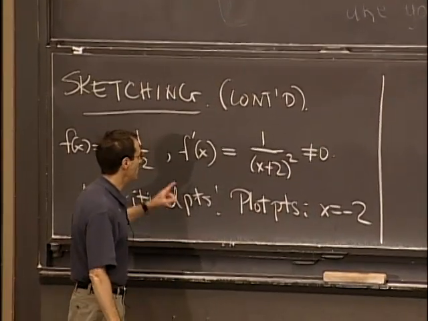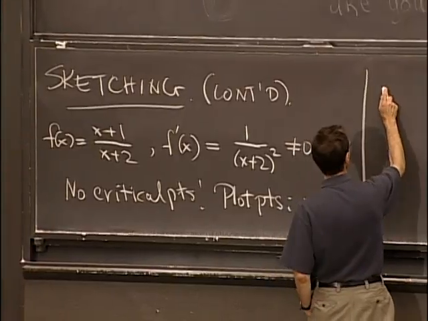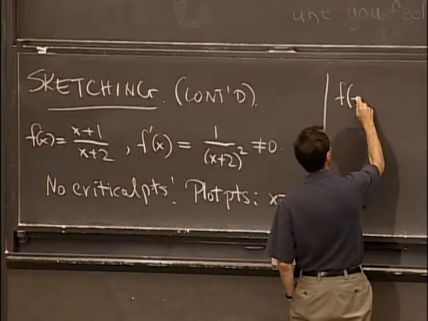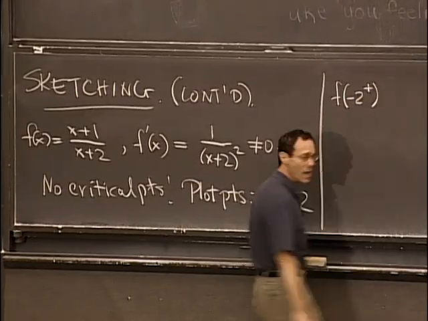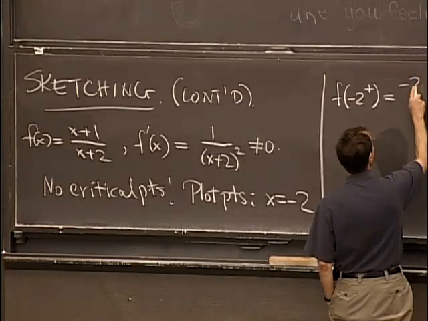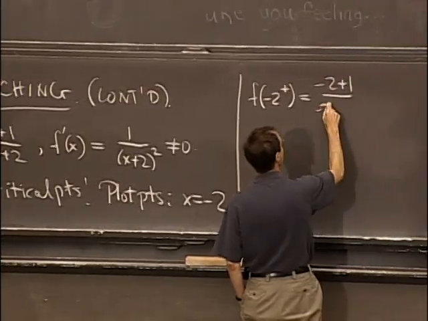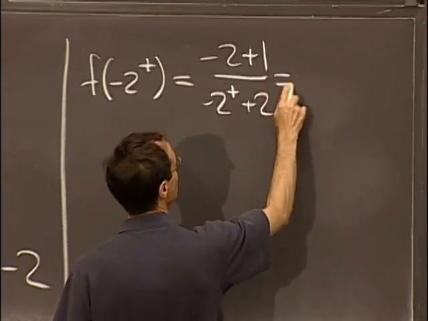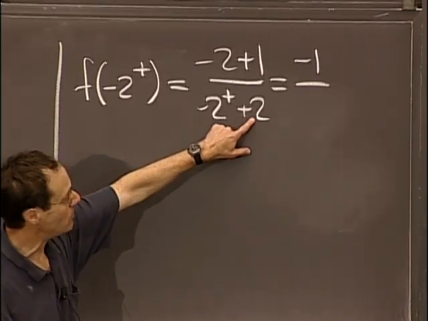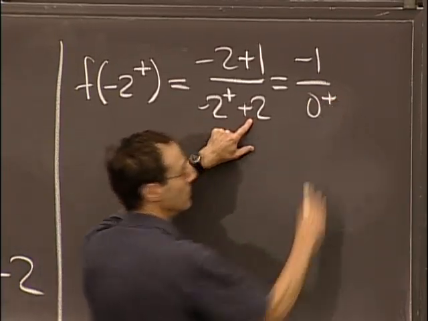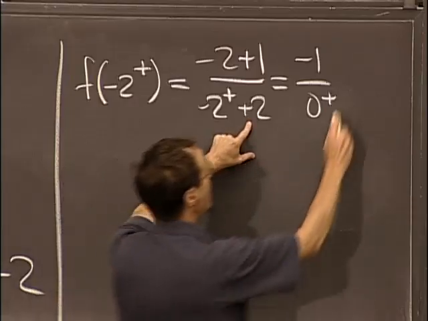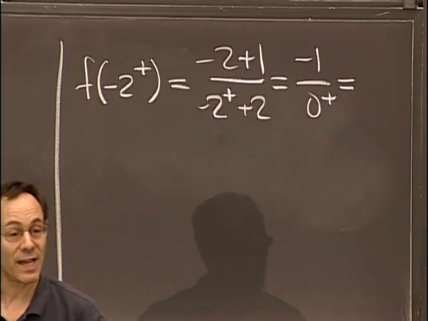Well, you have to think about it for a second, and I'll introduce some new notation when I do it. If I evaluate f at this place, actually I can't do it. I have to do it from the left and the right. So if I plug in -2 on the positive side, from the right, that's going to be equal to -2 plus 1 divided by -2, a little bit more than -2, plus 2, which is -1 divided by, now this denominator is -2, a little more than that, plus 2, so it's a little more than 0. All right? And that is, well, we'll fill that in a second.